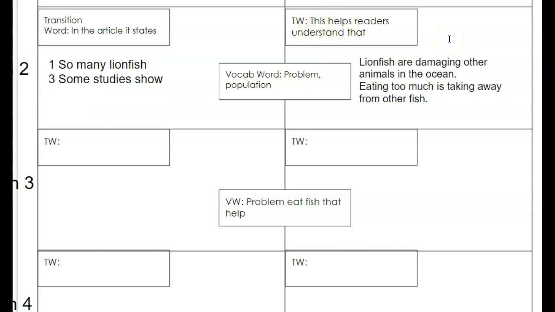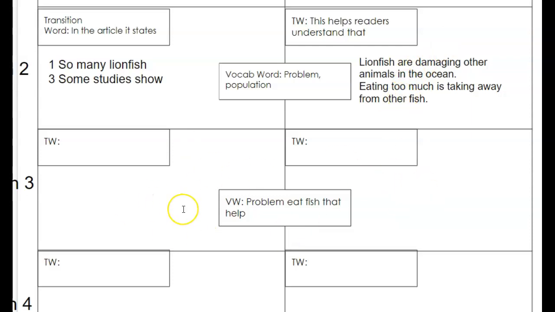This is what comes from my brain. This is not me just copying words out of the article, but instead saying why this is important, because our prompt is about how the author showed the problems and solutions for the invasion of lionfish. And this is a problem one. So why is it really a problem? They're damaging the animals in the ocean, and eating too much is taking away from other fish.